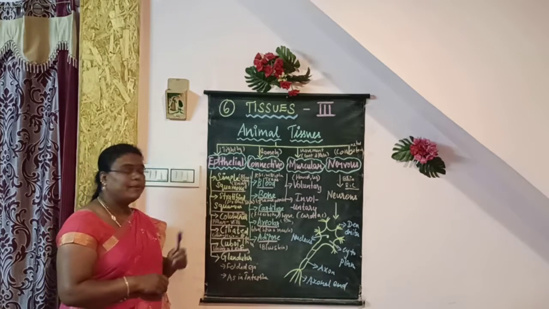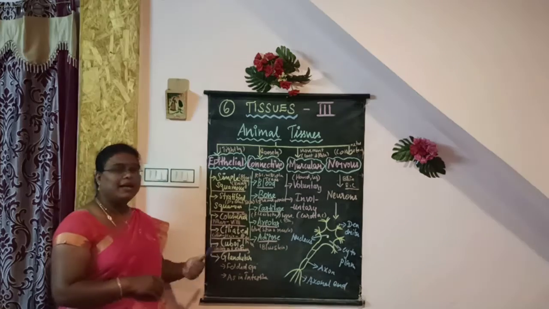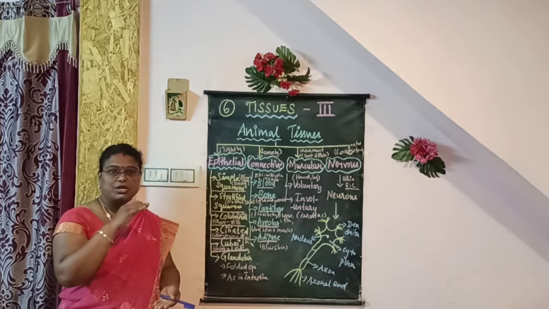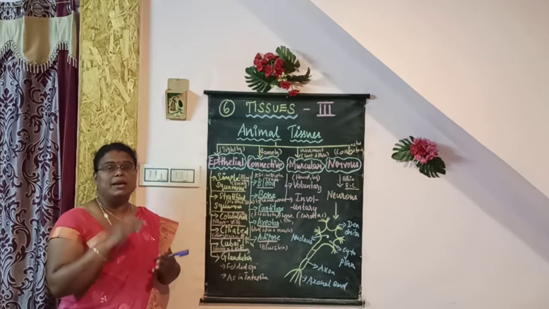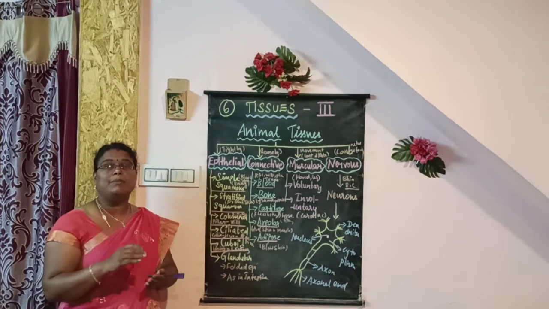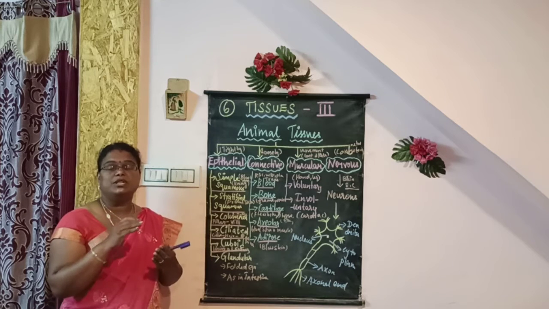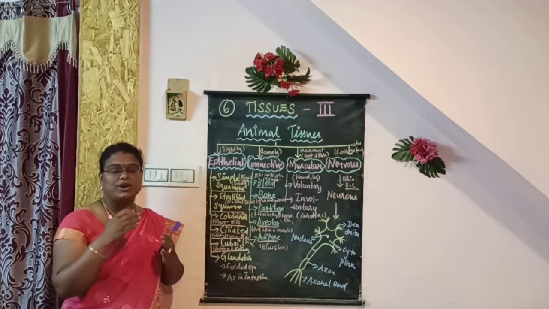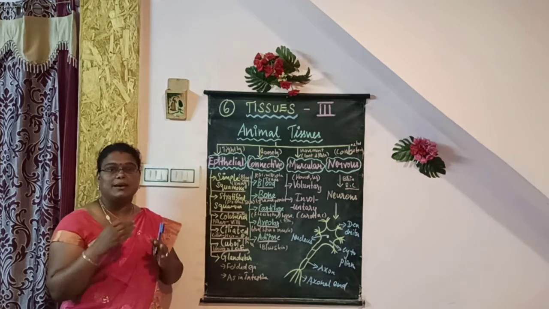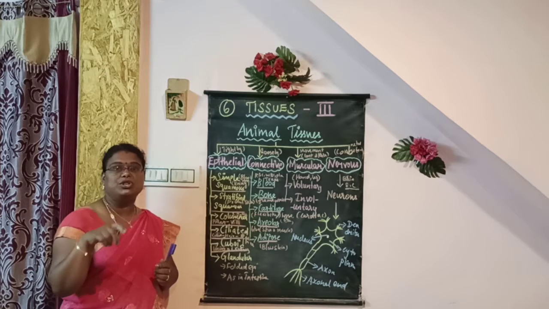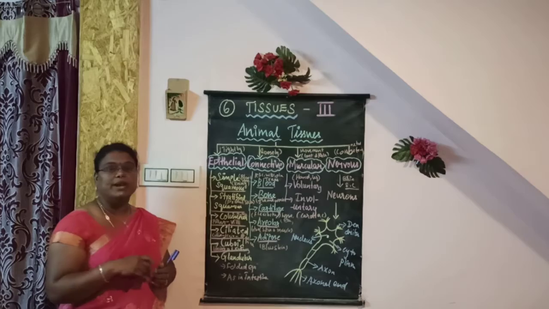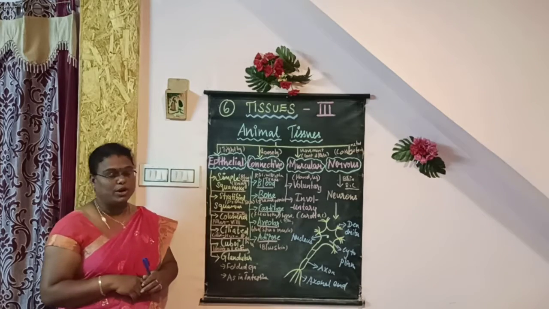Next one is columnar epithelium. This will be like a column, or a pillar like structure. It is a pillar like epithelium. Example, villi. Villi are the finger like projections which are present in the inner lining of the small intestine. So the function of villi is absorption. So its structure is like a column or pillar, which is found in the lining of the small intestine.